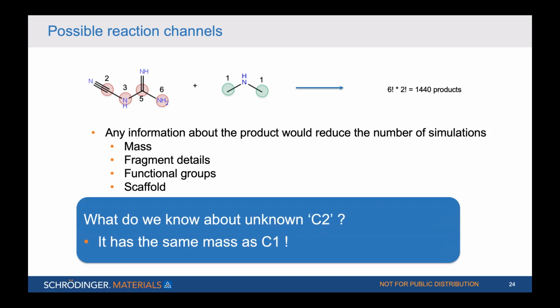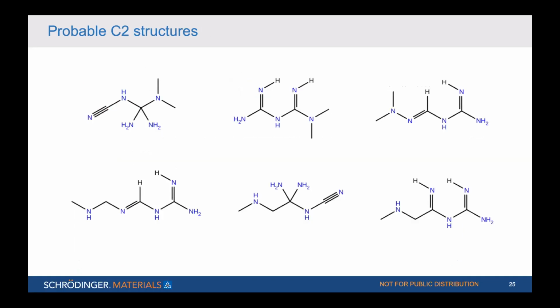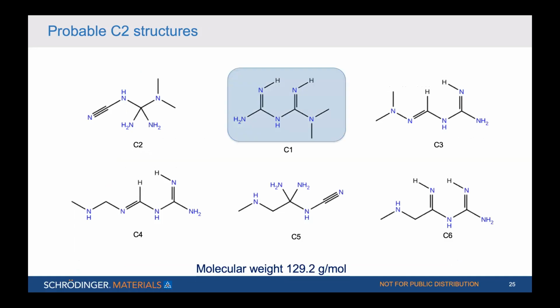In this particular case, we know that C2 and C1 have the same mass. That's why they find it difficult to separate these components from each other. So C2 has the same mass as C1. When we look at it, these are the 6 components with the same mass, and here is our metformin with that mass, along with all the other components having the same mass.